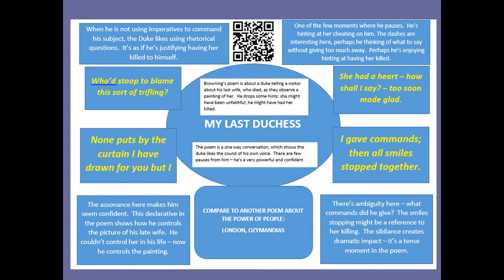"I gave commands, then all smiles stopped together." Now, this moment here is really ambiguous. What commands did he give? And the smiles stopping together, this is a bit where it's almost quite obvious that he's been involved in her death. "I gave commands, then all smiles stopped together." It's almost like he's flagrantly saying that he's had her killed. And we've got this wonderful bit of assonance there. "All smiles stopped."